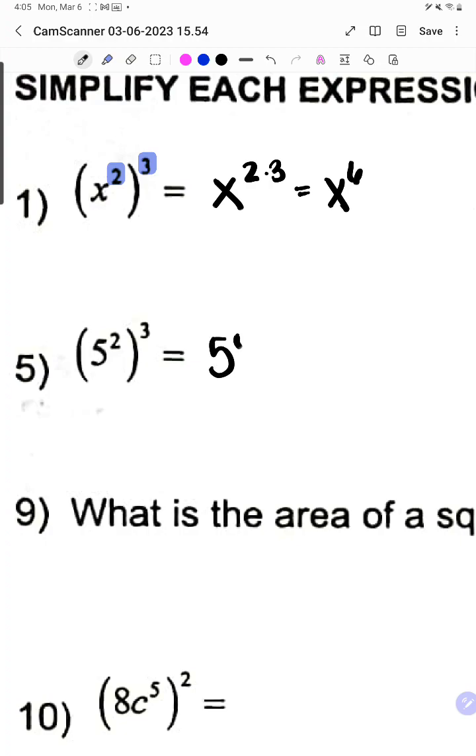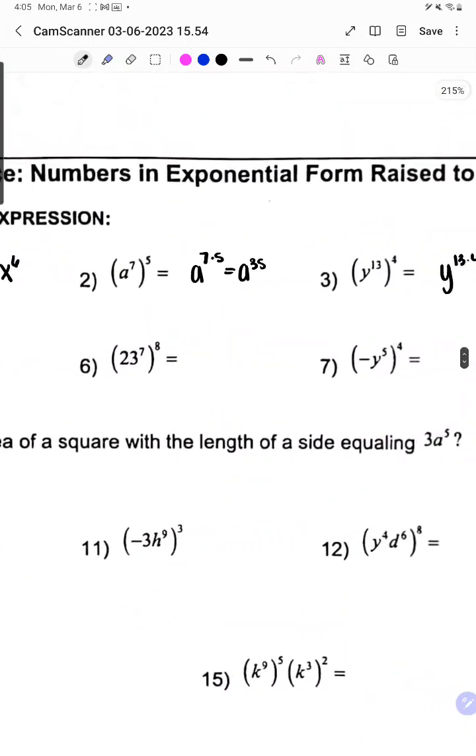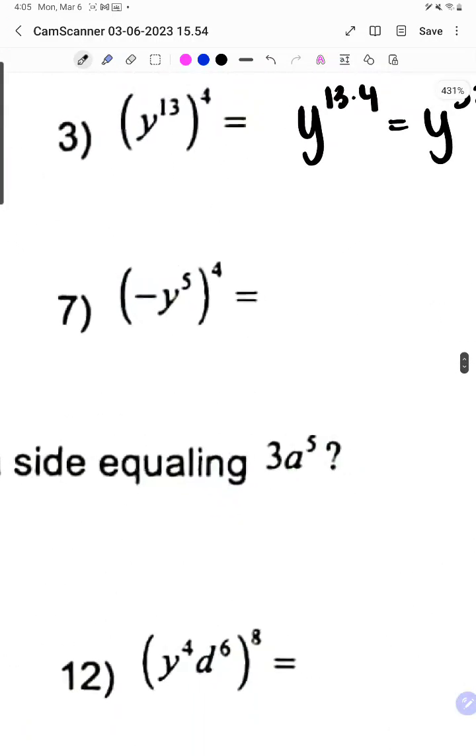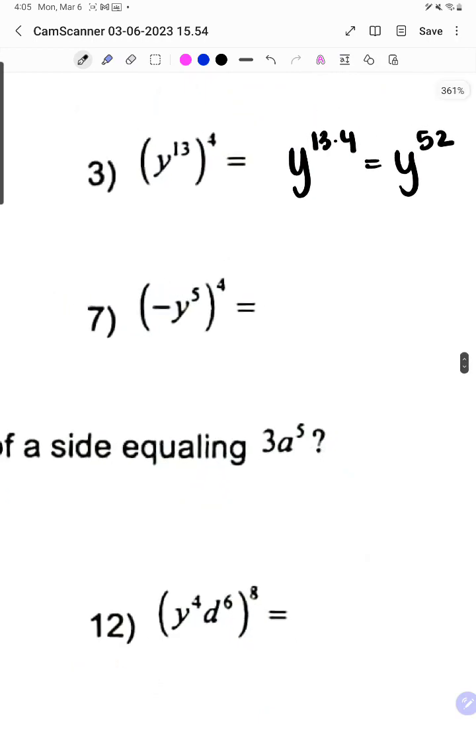All right, if you said 5 to the 6th, you would be correct because you have 2 times 3. Answer what you think the answer to this one would be, and also answer whether it would be positive or negative.